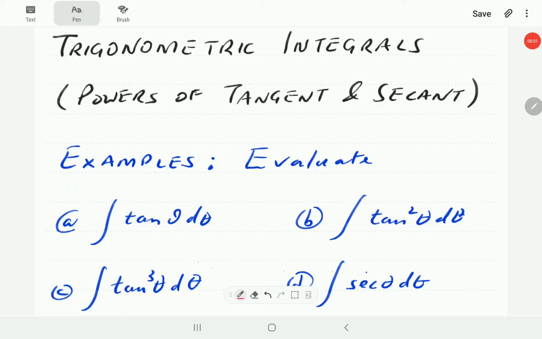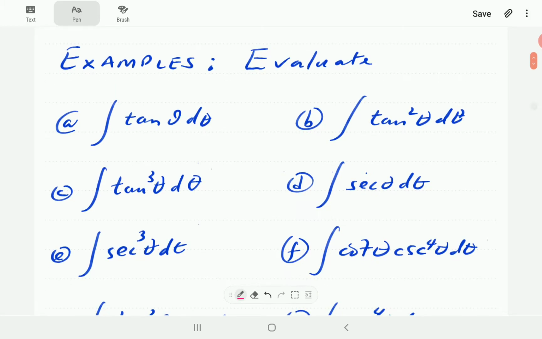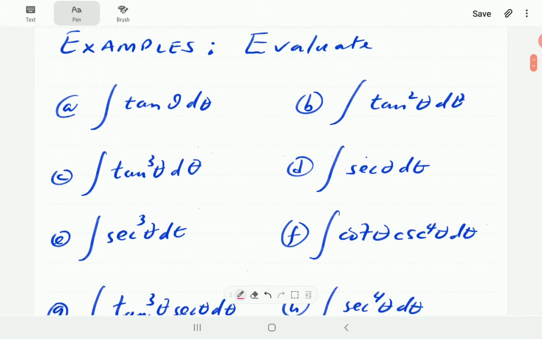Okay, in this video we're going to look at how to evaluate trigonometric integrals that involve powers of tangent and secant. So these are the examples that we are going to work through.